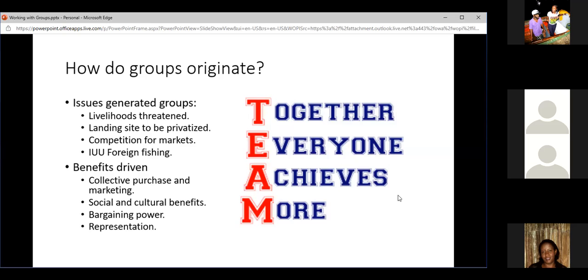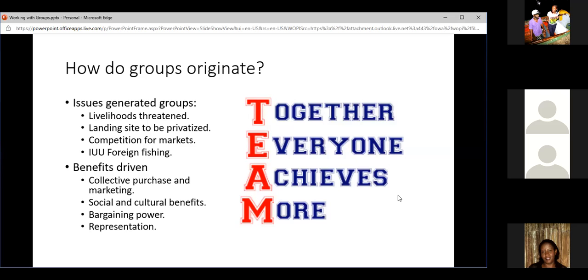Social and cultural benefits, bargaining power and representation. And these two are very vital, a role for fisher groups to play, bargaining power and representation, because again, there is strength in numbers.